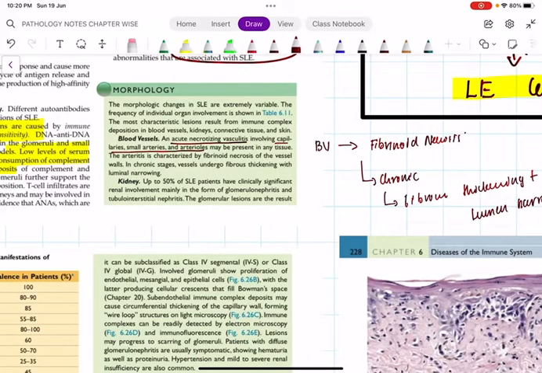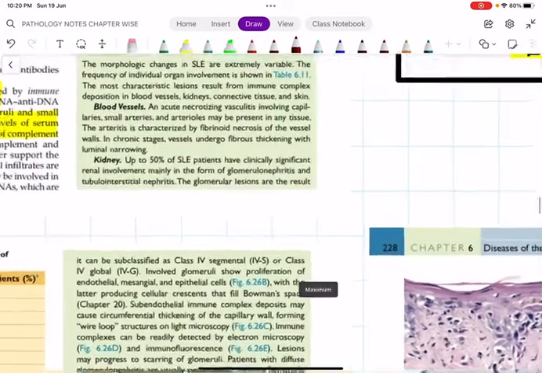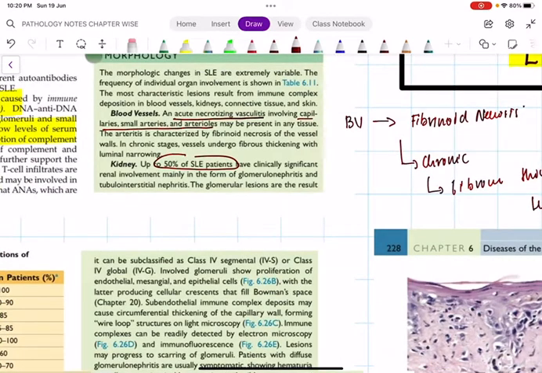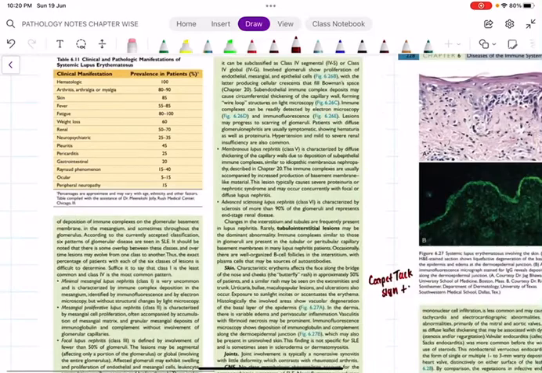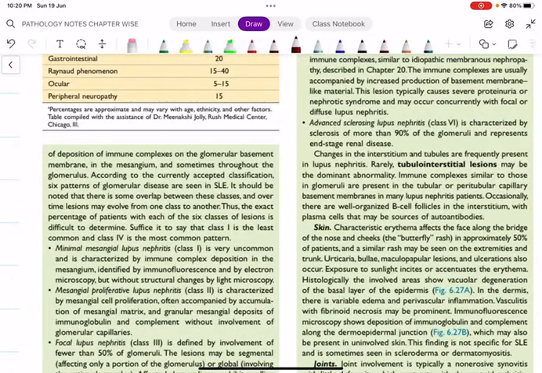Then coming to the kidney. Remember, around 50% of SLE patients have severe renal involvement, in the form of two morphological patterns. One is glomerulonephritis, another is tubulointerstitial nephritis. In simple terms, glomerulonephritis means the glomerulus is affected. Tubulointerstitial means the renal parenchyma is affected. In detail we will study in renal pathology. Why this happens? Whenever there is deposition of immunoglobulin in the glomerular basement membrane, in the renal mesangium, or throughout the glomerulus, because of the immune complex deposition, the pathogenesis happens.